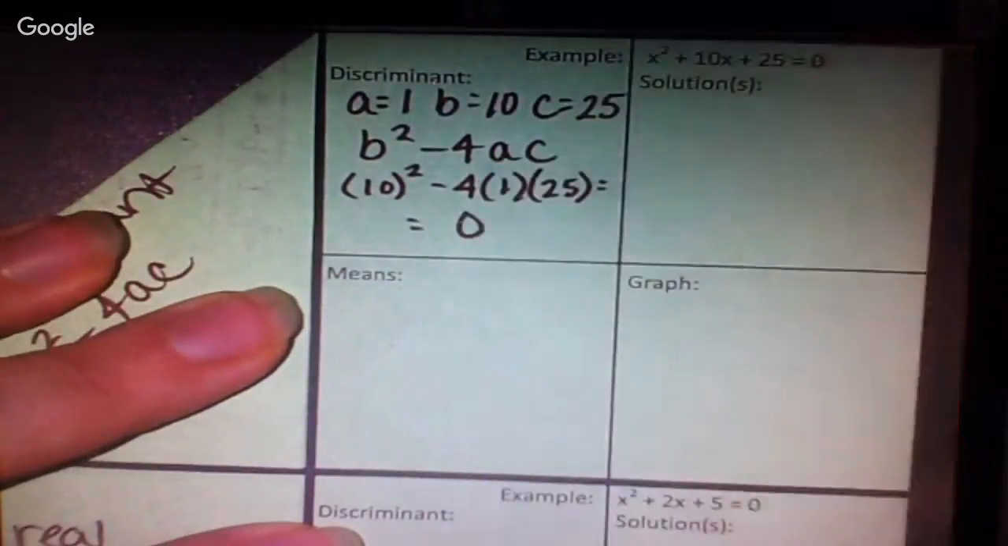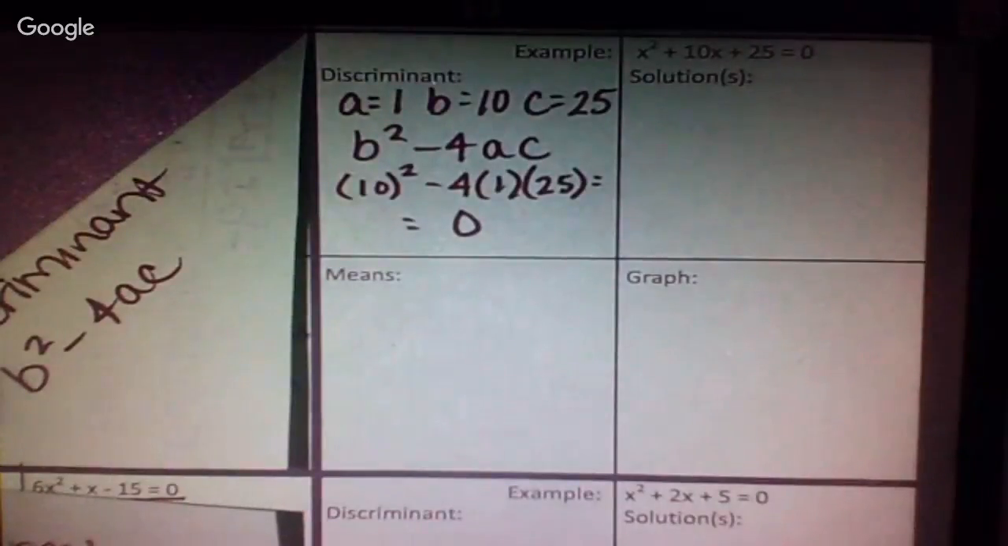Justin says this answer is 0. What? Oh my god.